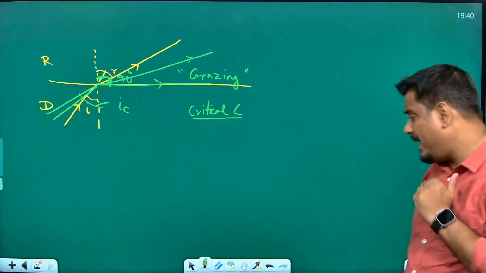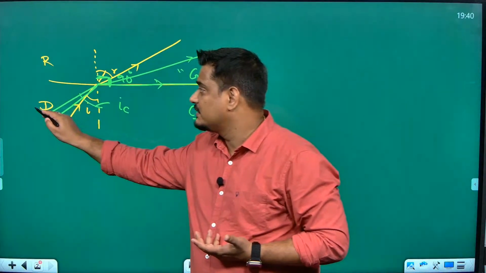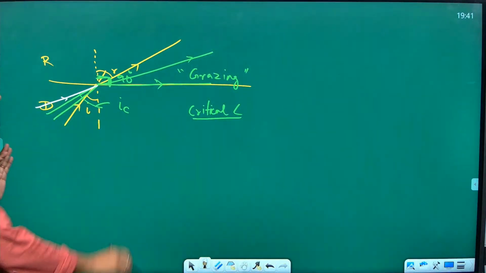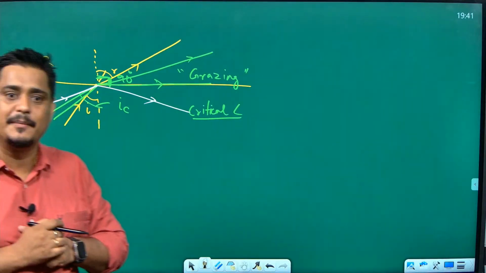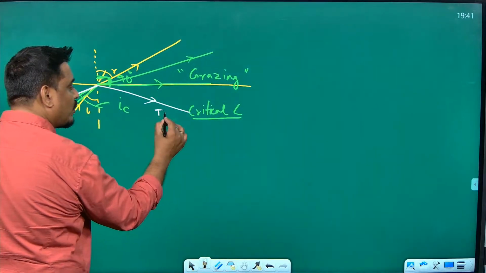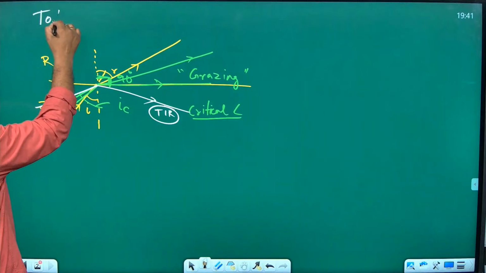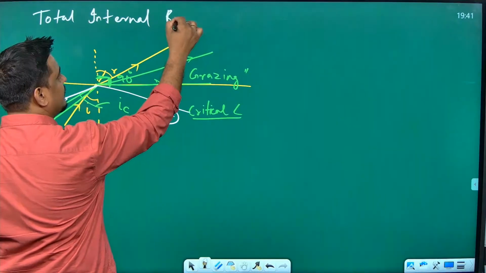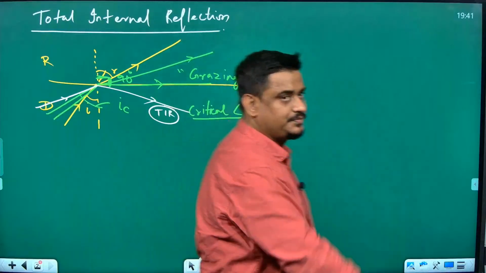What may happen if the angle of incidence is further increased? Now the light will reflect back in the same medium from where it was coming. Are you getting? And this phenomena is called as total internal reflection. Give the heading as total internal reflection.